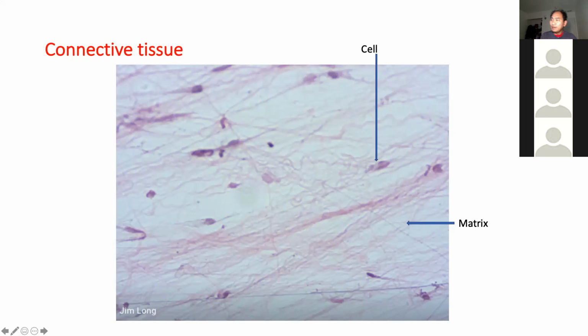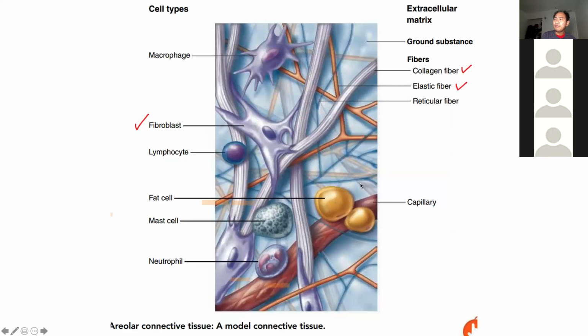So it has a big, large matrix and small number of cells. So if you look more carefully, you will see this. The matrix is made of ground substance plus the fibers. Fibers can be collagen fiber, elastic fiber, or reticular fiber. And the cells could be, let's say, fibroblasts. If we put fibroblast cell in the matrix, we will get the fibrous tissue.